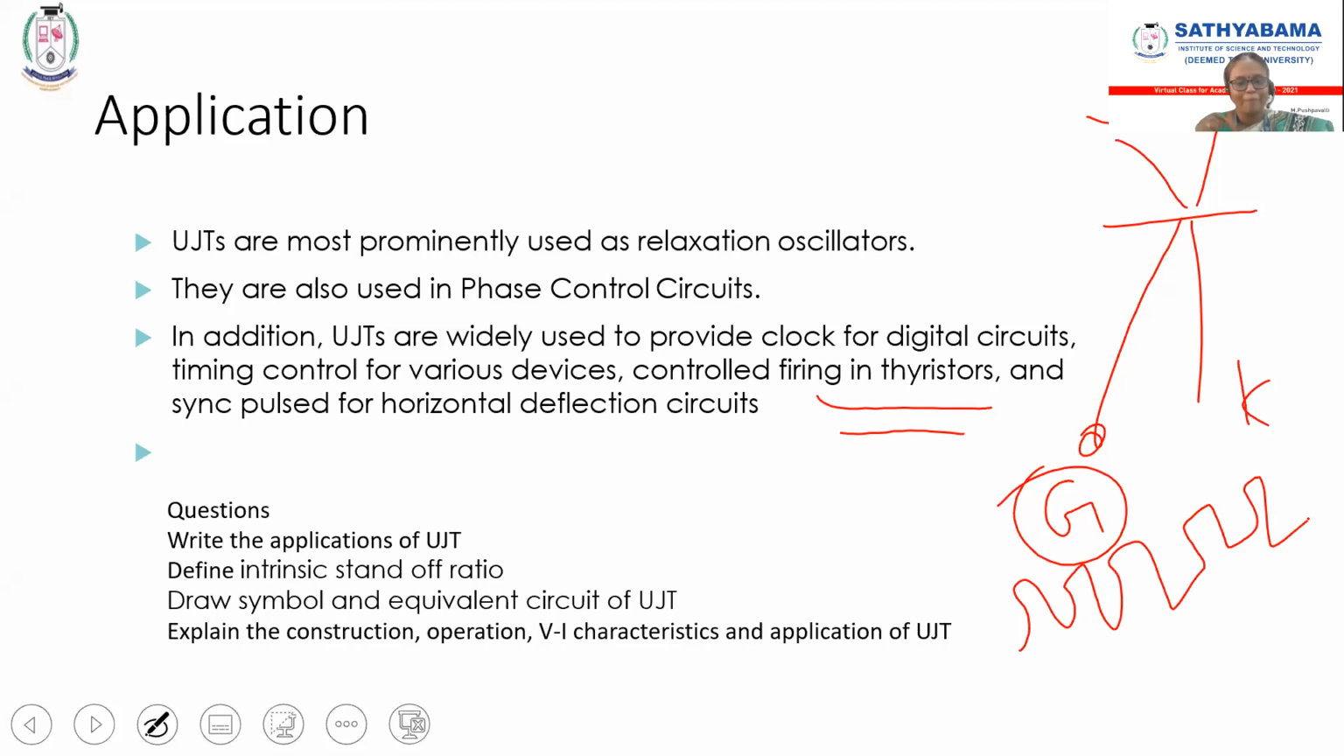So while you are writing the application, you have to remember this point. And one more thing, firing means that whenever I apply the gate pulse, my thyristor starts conducting. So from the UJT, your pulse will look like this. So the UJT will be used in the oscillator circuit.